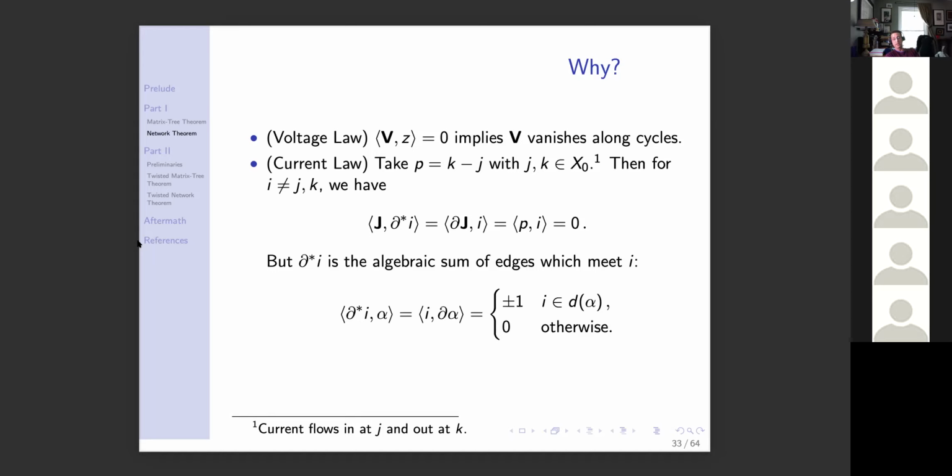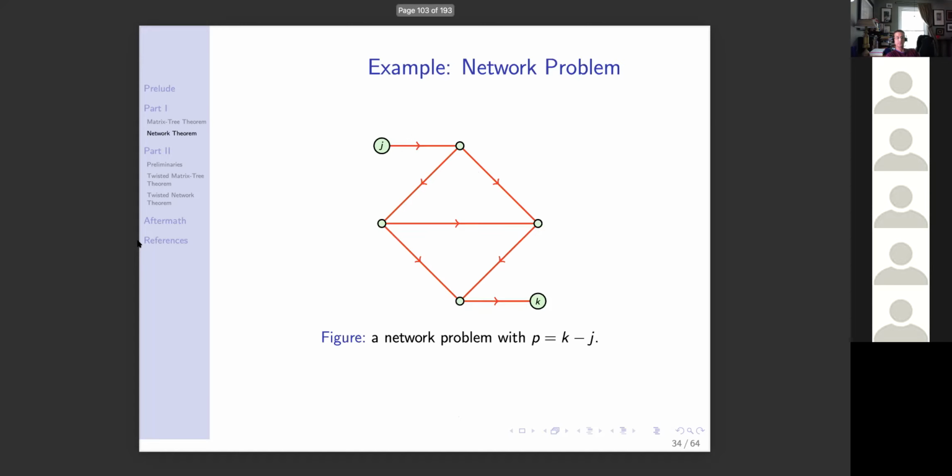The sign depends on whether I is the terminus or the initial vertex of the edge. And that means that boundary star of I is a linear combination, with plus or minus 1s as the coefficients, of all the edges meeting the vertex I. That's the algebraic sum of the edges which meet I. So that's why the current law makes sense here.